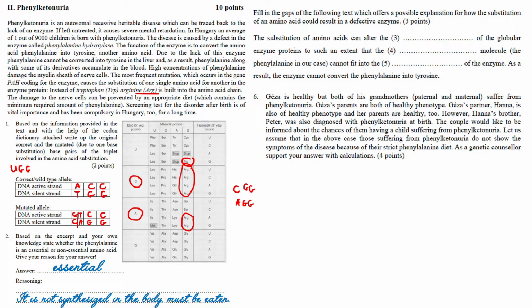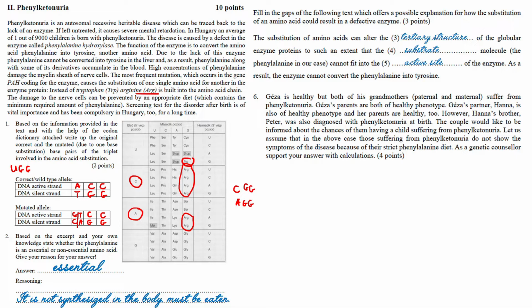Fill in the gaps of the following text, which offers a possible explanation for how the substitution of an amino acid could result in a defective enzyme. Okay, so let's fill in the gaps. The substitution of amino acids can alter the structure of a globular enzyme proteins to such an extent that molecule, as defined, cannot fit into the of an enzyme. Very, very easy task. We know globular proteins have tertiary structures, then the substrate can't bind to the active site of the enzyme. As a result, the enzyme cannot convert the phenylalanine into tyrosine.